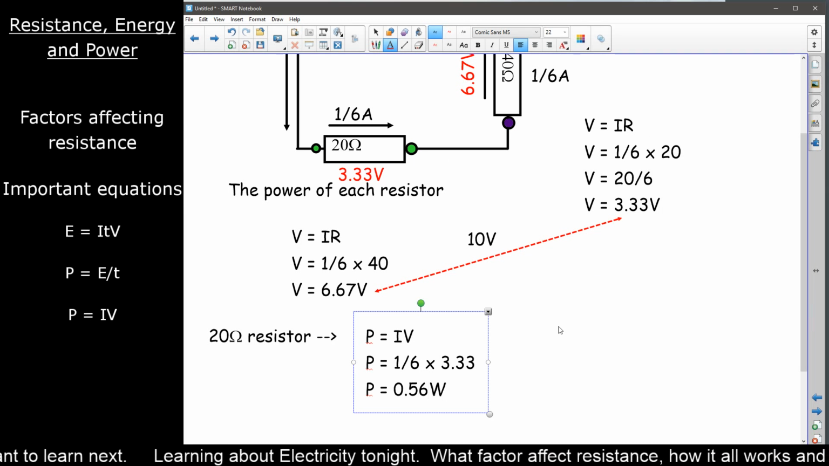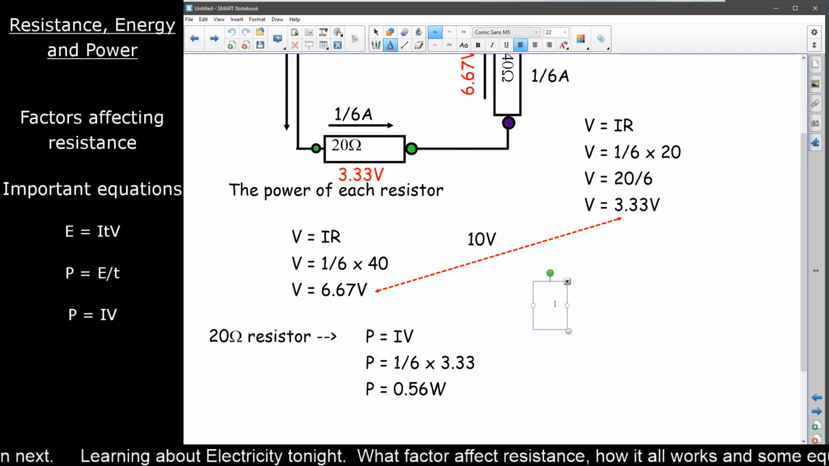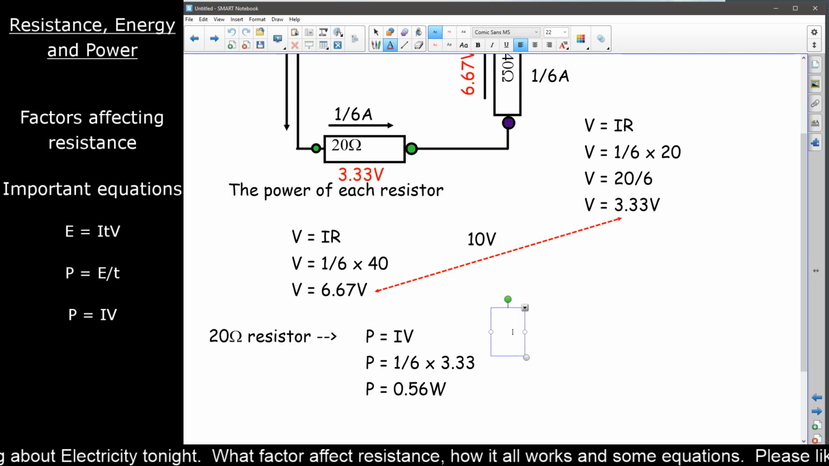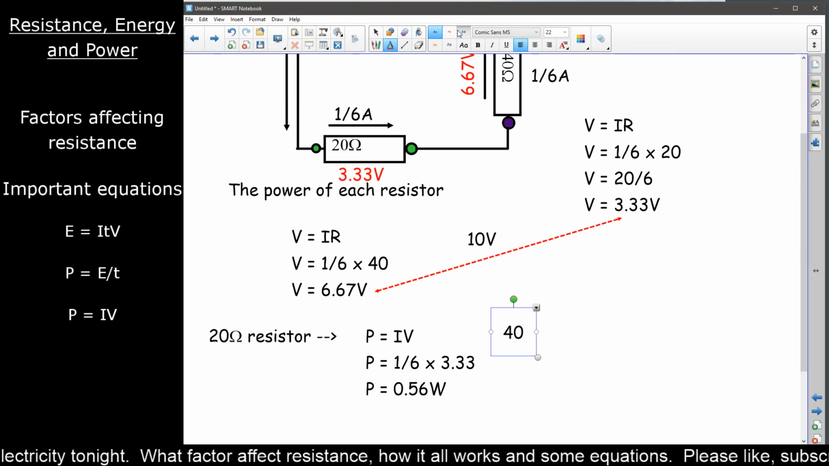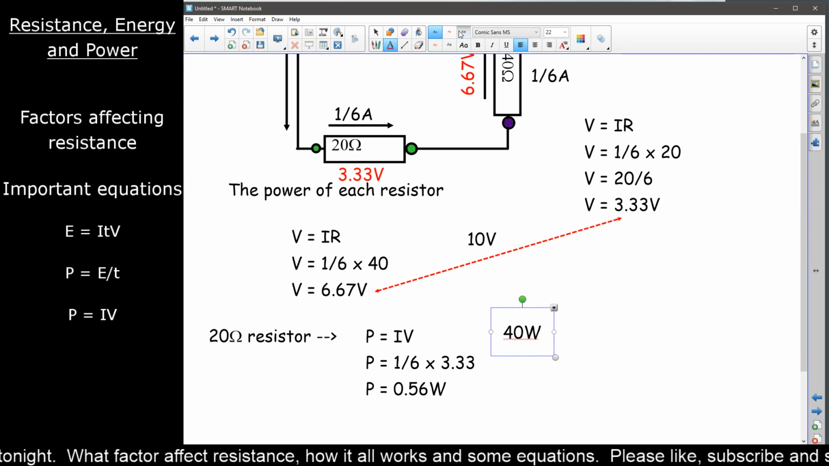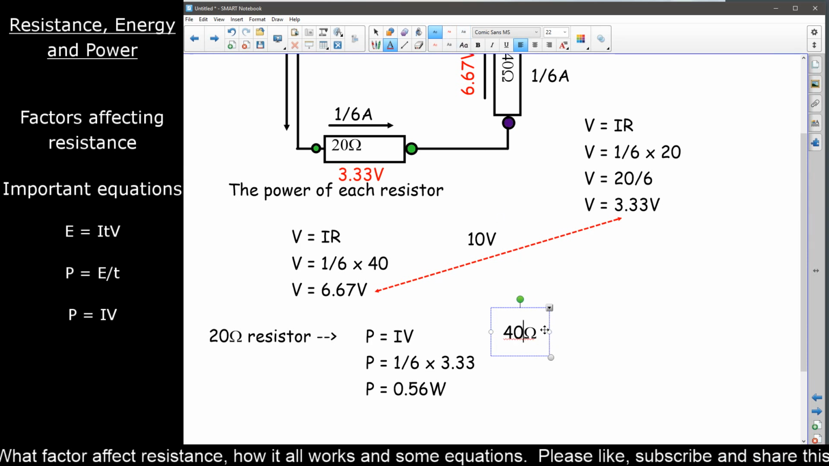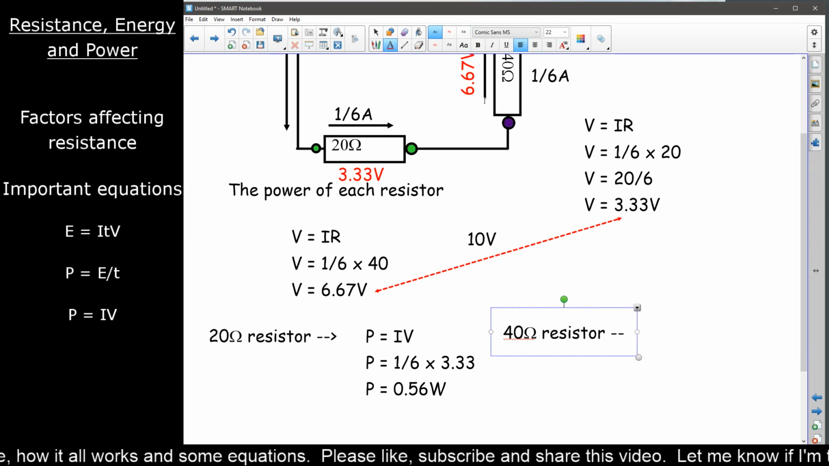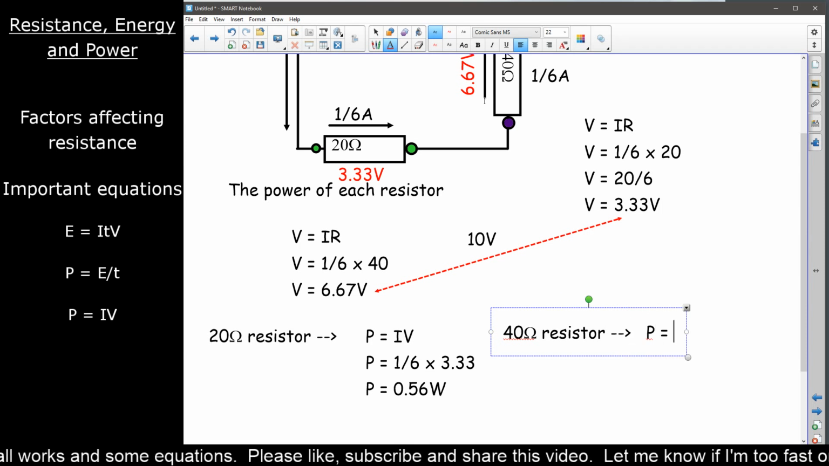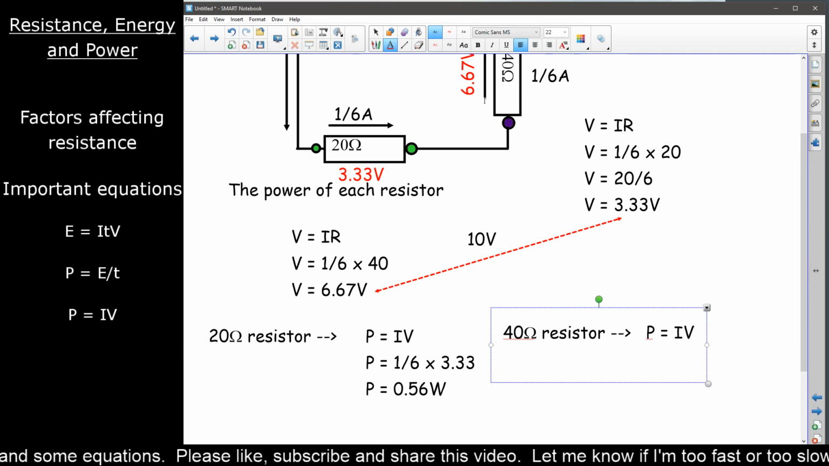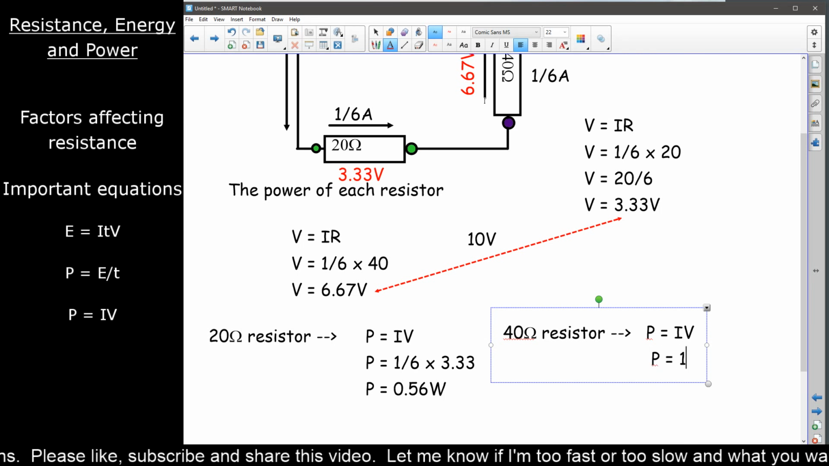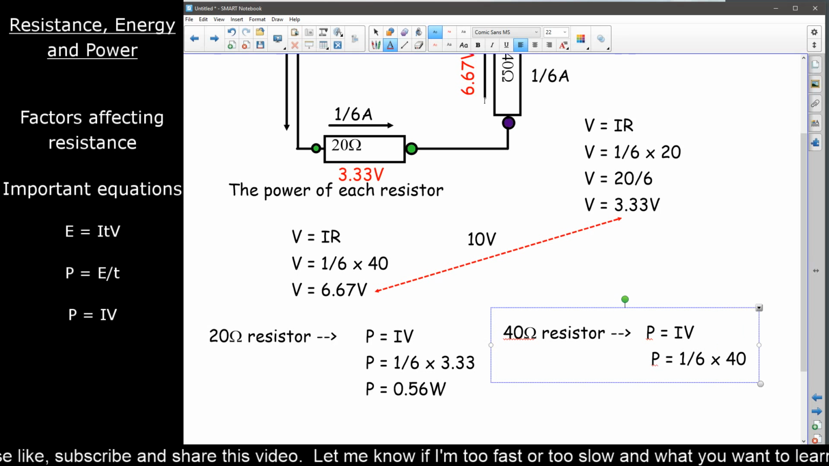Alright, now what do you think happens to the next one? Okay, we want our 40 ohm resistor, and again, let's not get lazy. We're down to a minute left on the show, but no excuse for bad manners when it comes to writing. So 40 ohms. Apologies for the occasional W there, that W is the shortcut for the ohms symbol. So 40 ohm resistor gives me P equals IV. So P equals the current, which again was 1/6 multiplied by 40.